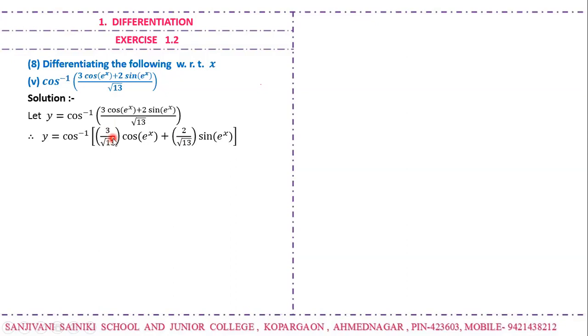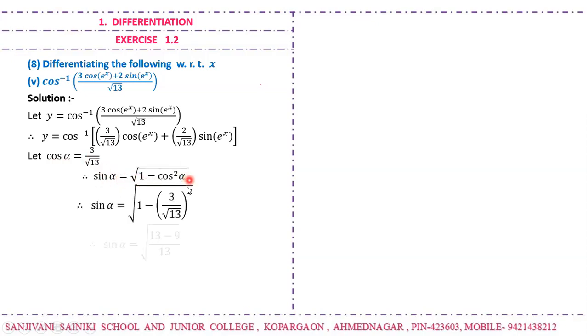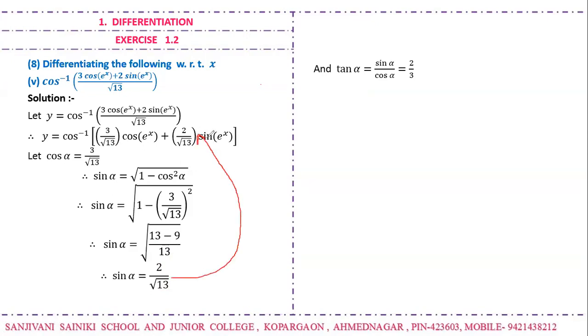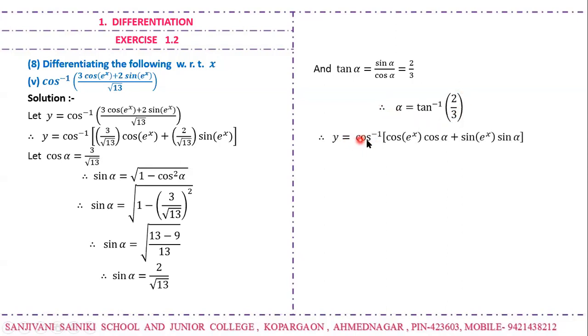So we have to take this first term as cos alpha. From that we can obtain sin alpha. Sin alpha is square root of 1 minus cos square alpha. Put the value, simplify it, you will get sin alpha as 2 upon root 13, which is already present over there. So no harm to put the values of cos alpha and sin alpha in this expression. Also, they have found out the value of tan alpha. So alpha is equal to tan inverse of 2 upon 3.